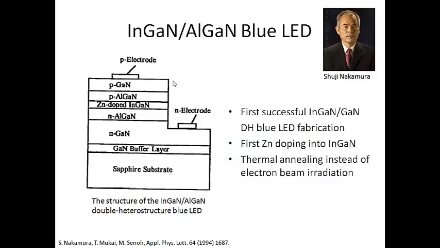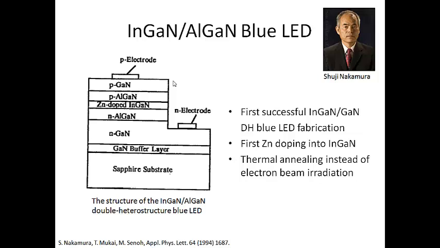Here's the structure of the first marketable blue LED by Shuji. For blue light-emitting devices, wide band gap nitride semiconductors are promising materials. However, because of the difficulty in fabricating a high-quality gallium nitride active layer, the ternary compound, indium gallium nitride, was chosen instead. Indium gallium nitride is a good candidate as the active emission layer because its band gap can be tuned by the indium mole fraction, so that we can control the LED color by a different doping level.